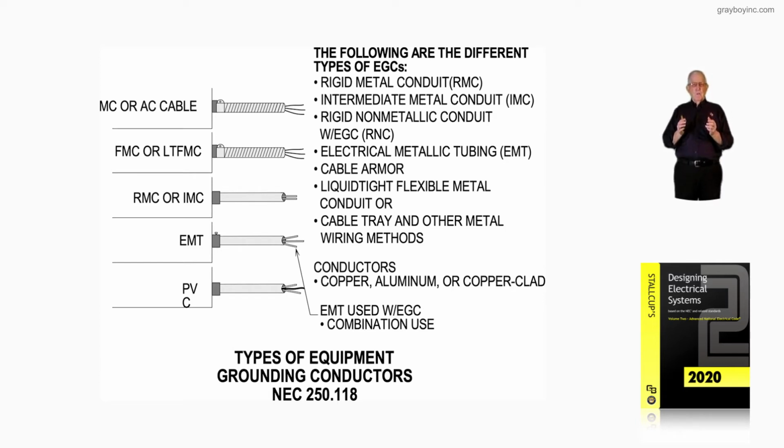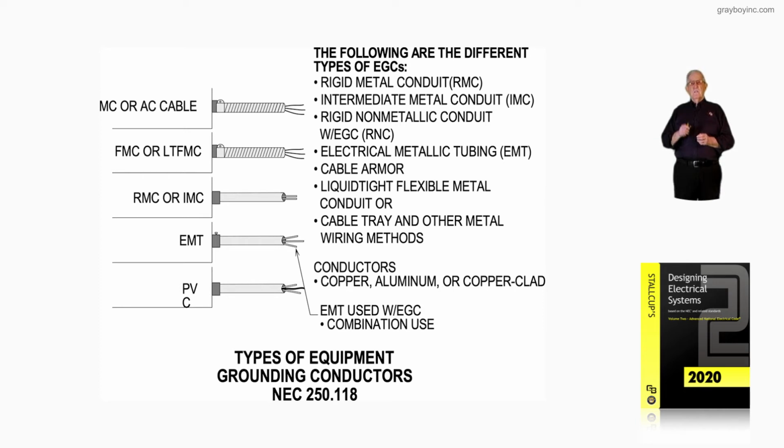310.6 is going to refer you to the type of insulations that could be used in dry, damp, wet, or exposed to sunlight situations. Now notice the illustration to the left. Notice it's MC or AC cable to be used. Flexible metal conduit or liquid tight flexible metal conduit, rigid metal conduit or IMC conduit, EMT, PVC, any of those could be used based upon conditions of use.